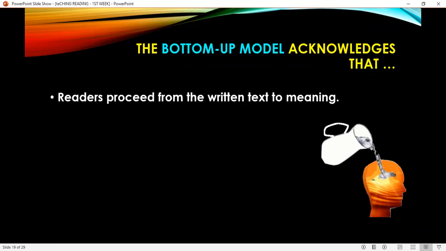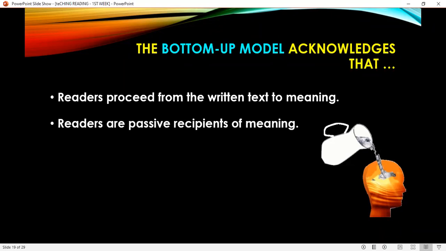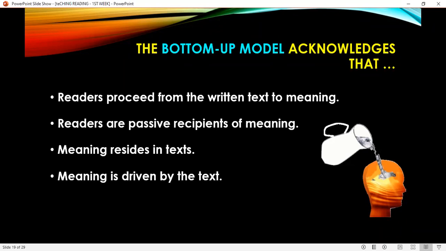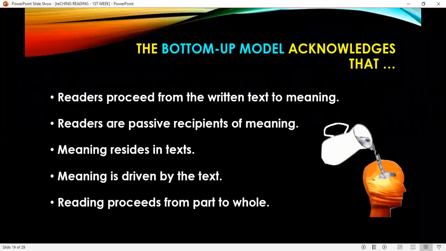So here it says, readers proceed from written text to meaning, no more. Readers are passive recipients of meaning. Meaning resides in the text. Meaning is driven by the text, so the text is the most important here. Reading proceeds from part to whole. Don't forget this, from part to a whole. This is the bottom up, yeah? From part to a whole.